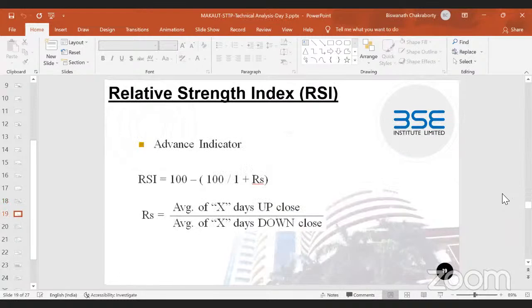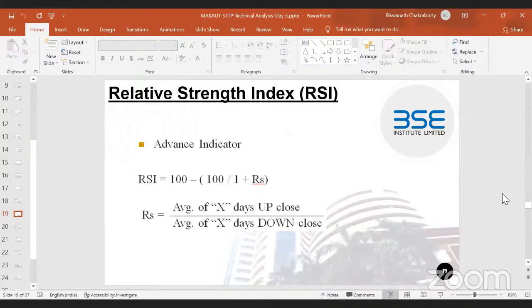So these are the formulations behind the RSI. It is basically an advanced indicator where the formula is RSI equals 100 minus, within the parentheses, 100 by 1 plus RS. So RS means what? The average of X days up close divided by the average of X days down close.